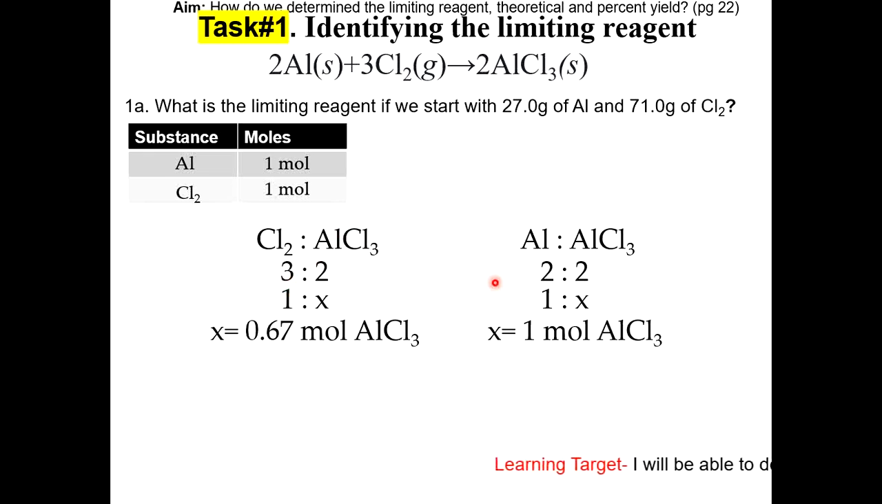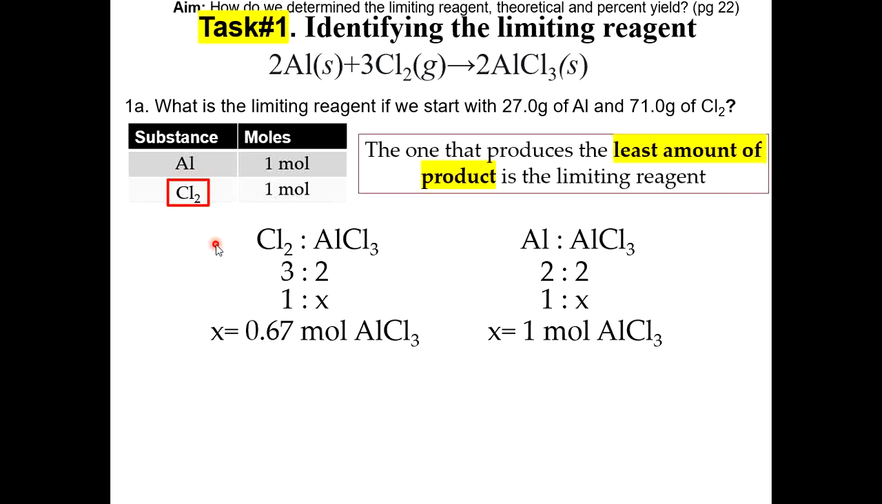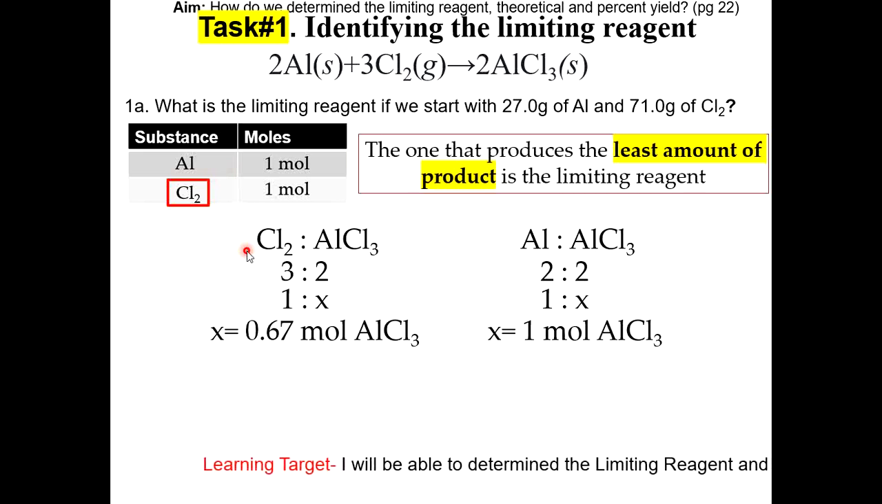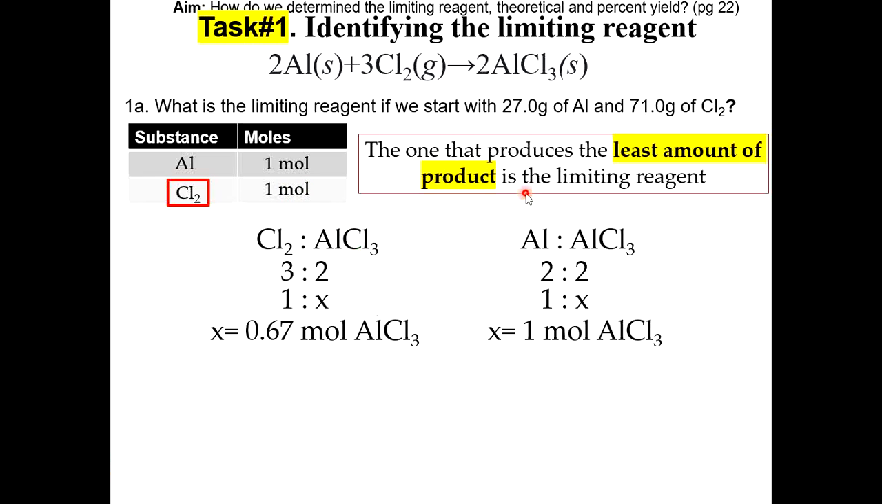Notice if we compare both mole ratios, one of the reactants produces much less products than the other one. Since Cl2 will produce less product than Al, Cl2 will be used up before Al will be. So the answer is Cl2, which is the limiting reagent. In summary, the one that produces the least amount of product is the limiting reagent. So the procedure is to first convert all the reactants to moles, then do a mole ratio between each reactant and the product, and the one that produces the least amount of product is the limiting reagent.